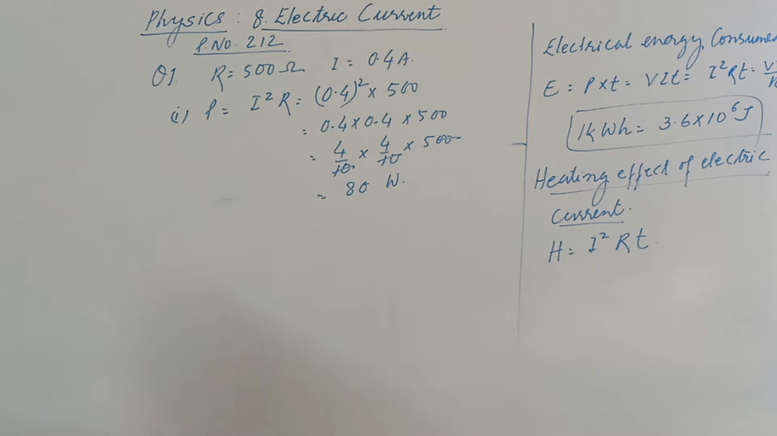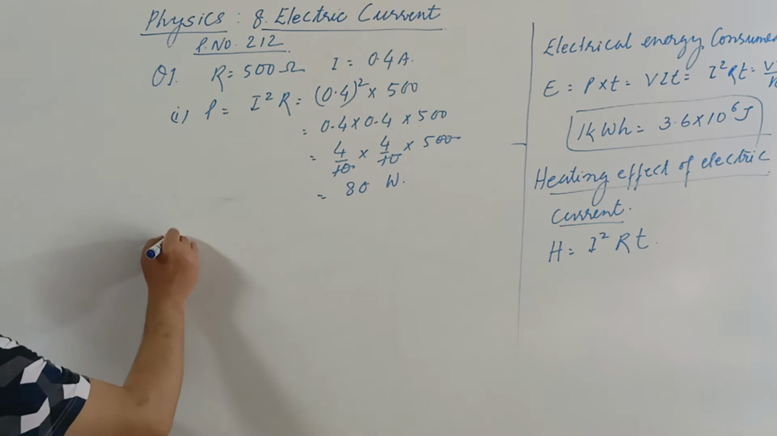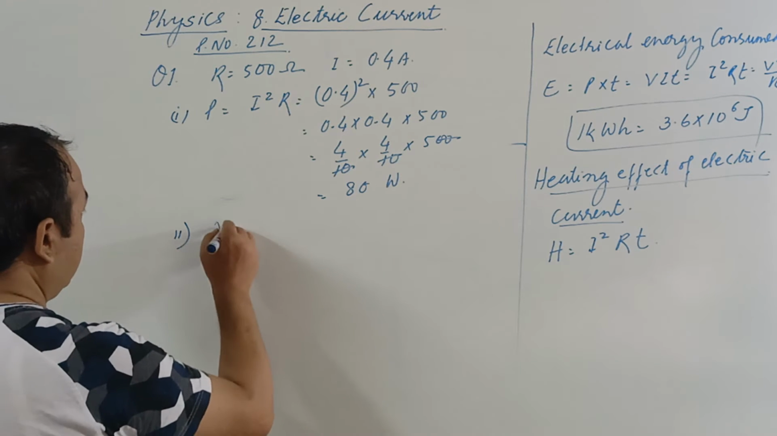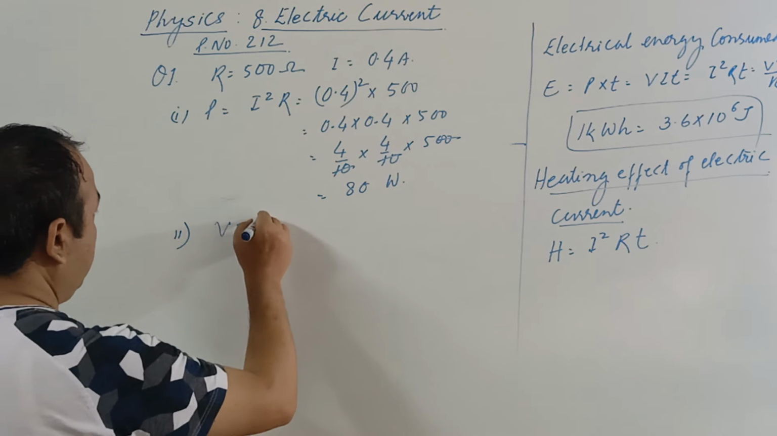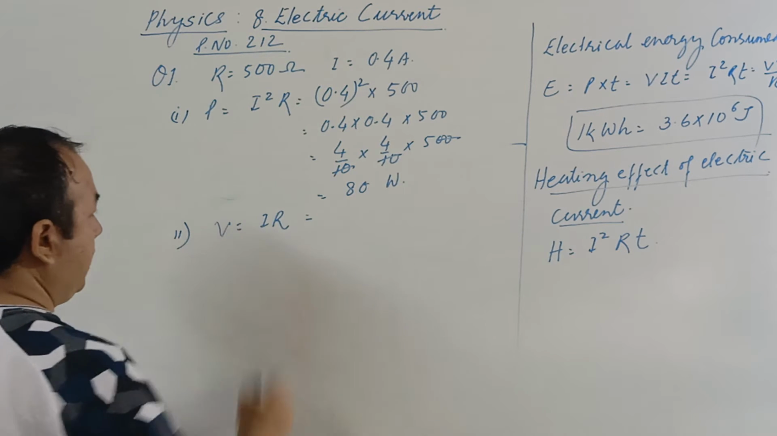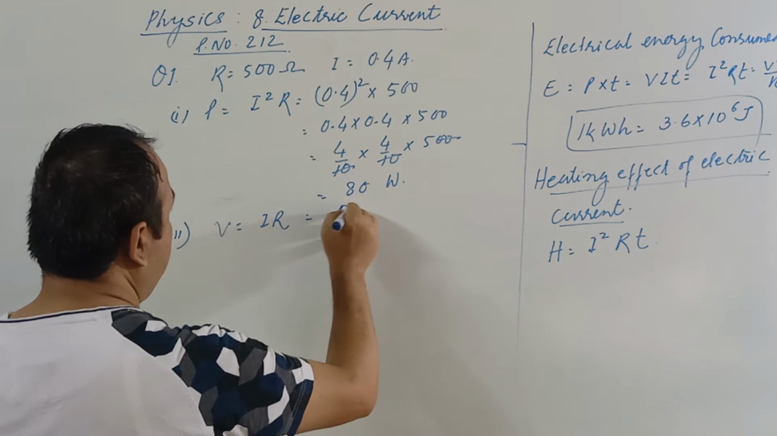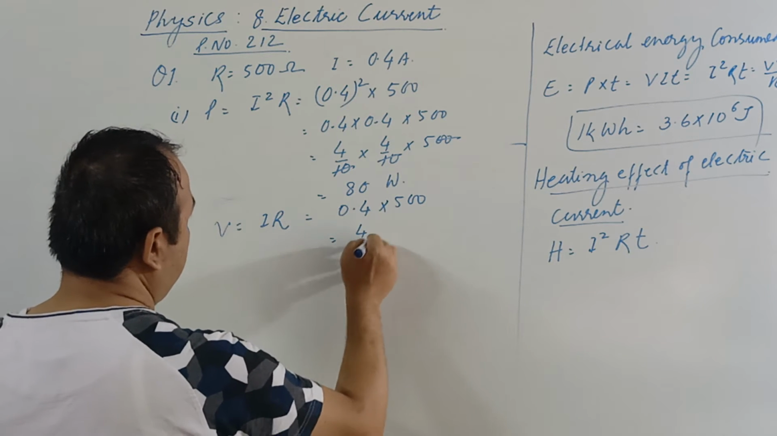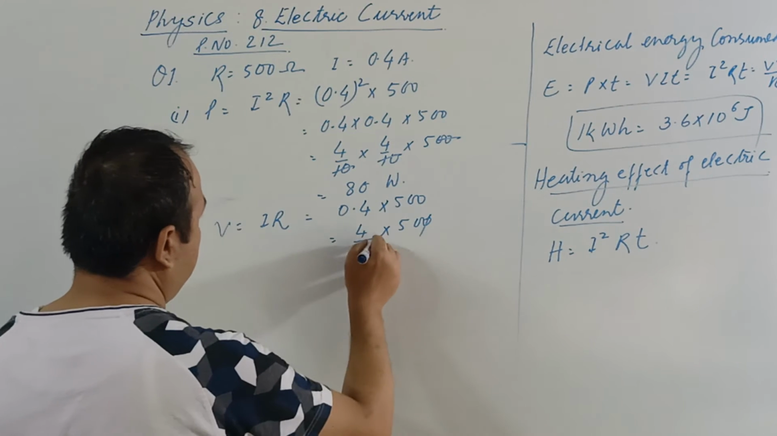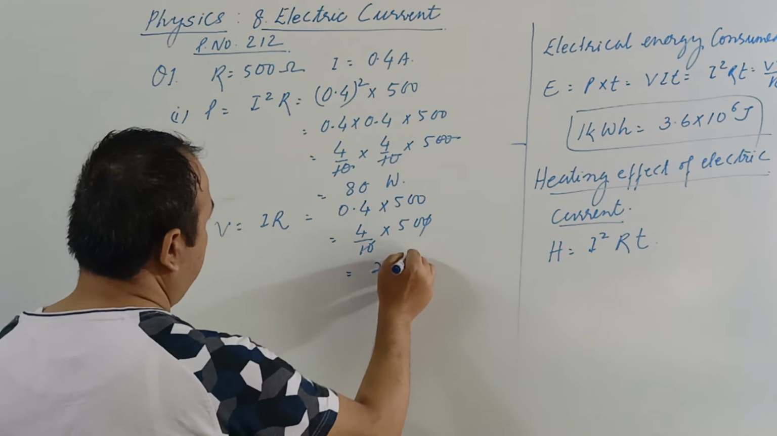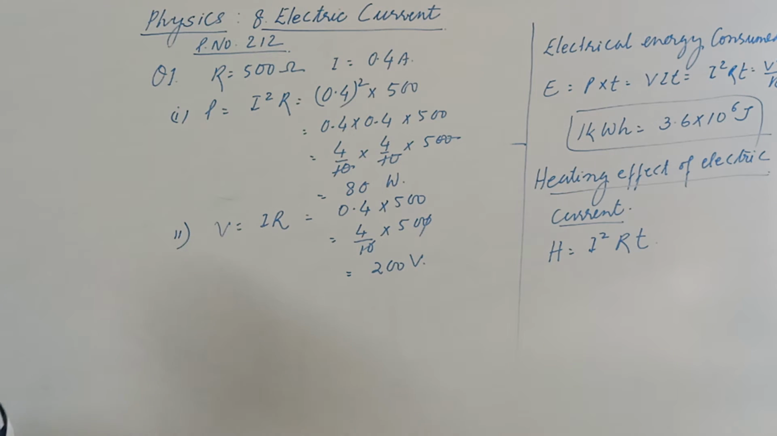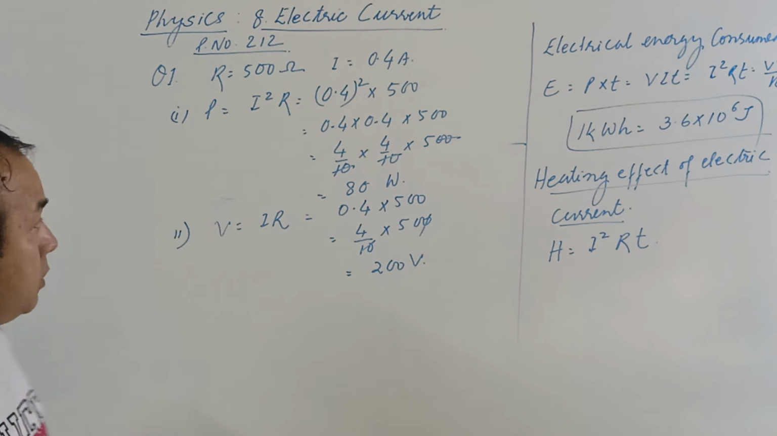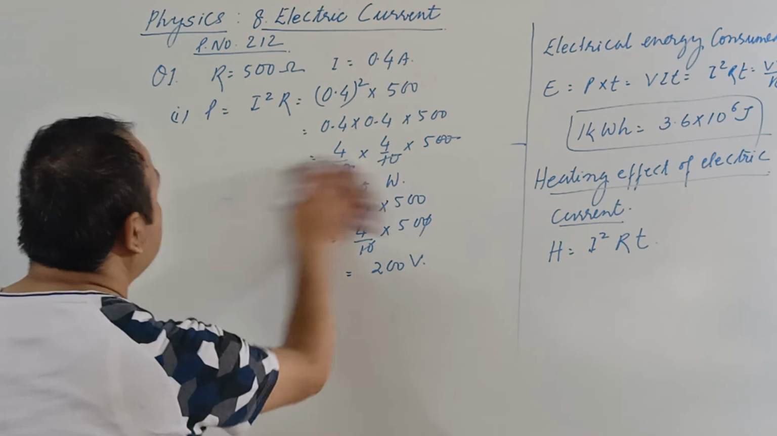Now next, number 2. We need to find the potential difference. When I and R are given, from Ohm's law the potential difference is equal to IR. The value of I is 0.4 and the resistance is 500, so it is 4 upon 10 into 500. 100 cancels, 4 into 5 is 20, so 200 volt. This is how we need to calculate. So this is question number 1. Let me do question number 2 also.